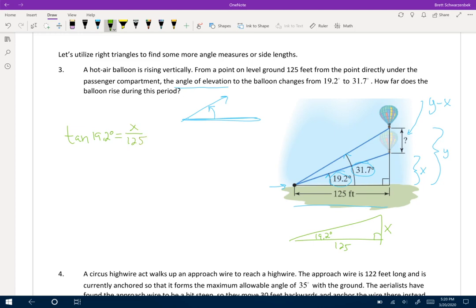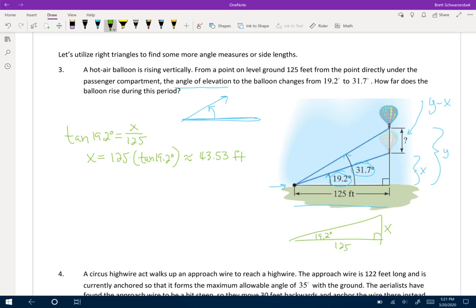Okay, so algebraically we multiply both sides by 125 and we'll get x is equal to 125 times the tangent of 19.2 degrees. Again, remember, make sure your calculator is in degrees. You can perform this calculation and get 43.53 feet. Okay, so this is how far the balloon rose originally from the ground, right? So now we have to figure out how far it rose from the ground up to the balloon. So how do we do that?